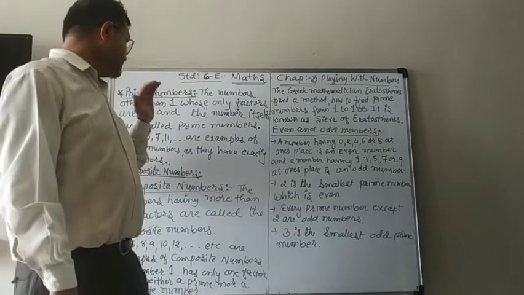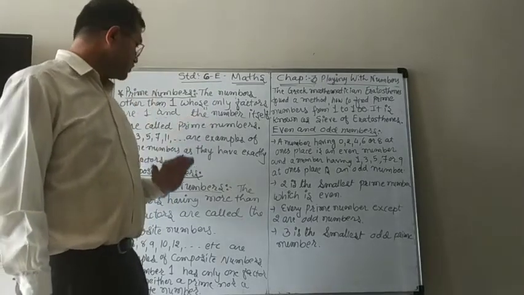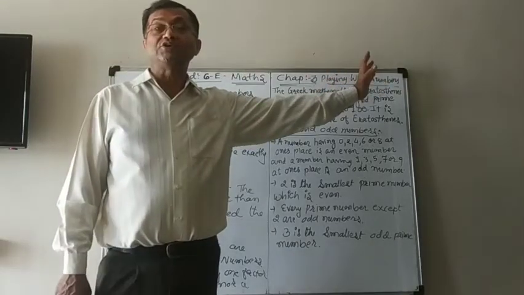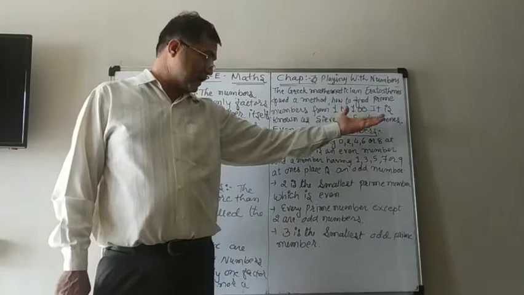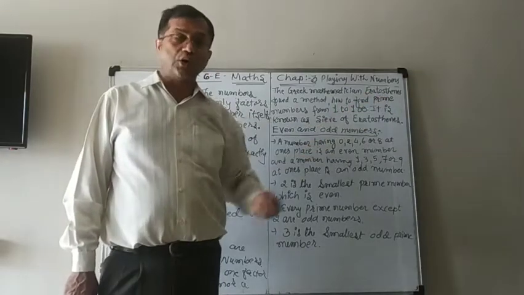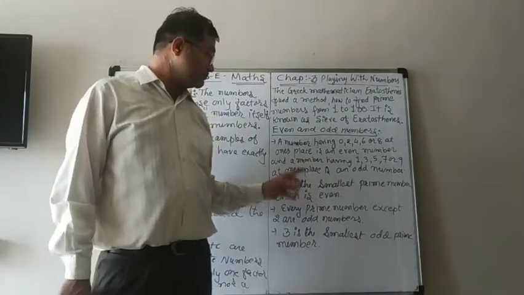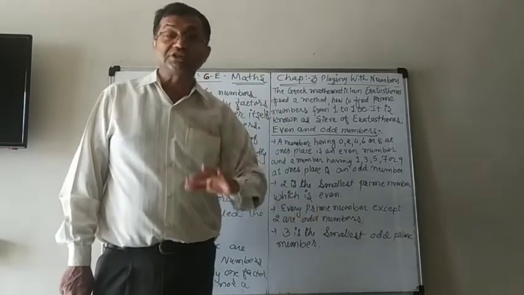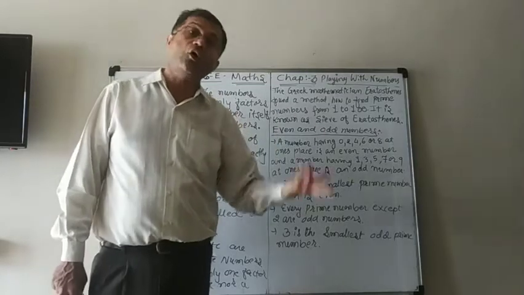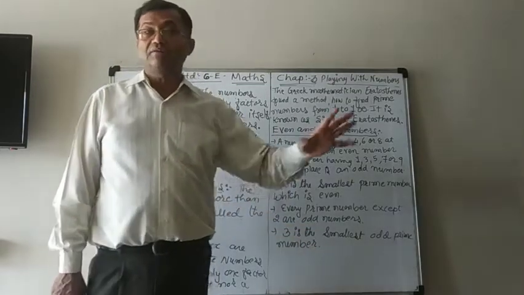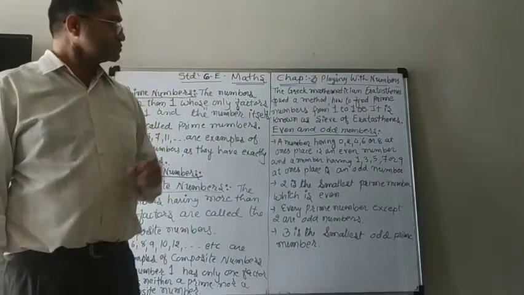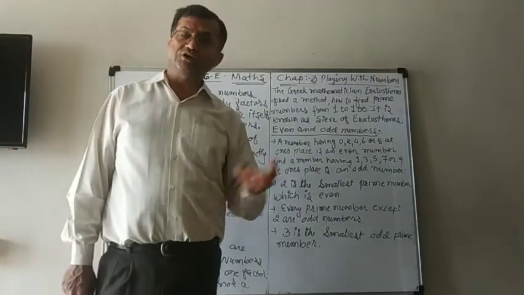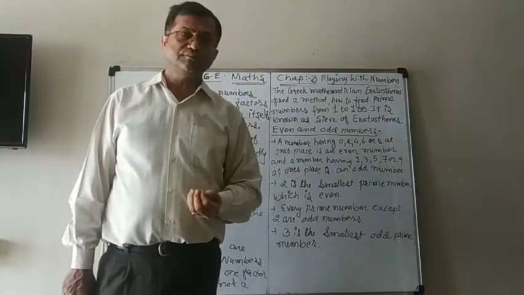What about the prime numbers and composite numbers? How to find the prime numbers by using the Sieve of Eratosthenes and so on. And important: which is the smallest prime number which is even, and which is the smallest prime number which is odd also. So here we are going to stop, which will be followed by a PDF file that you will write down in your notebook.